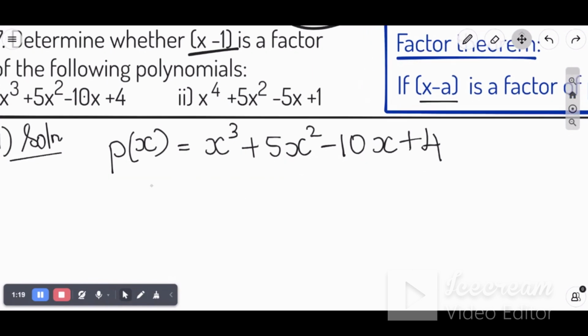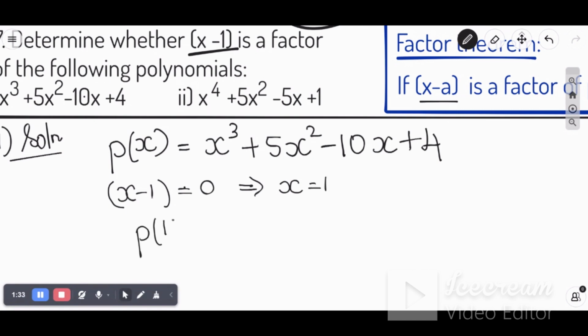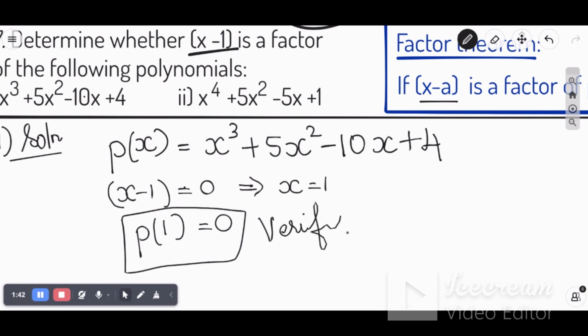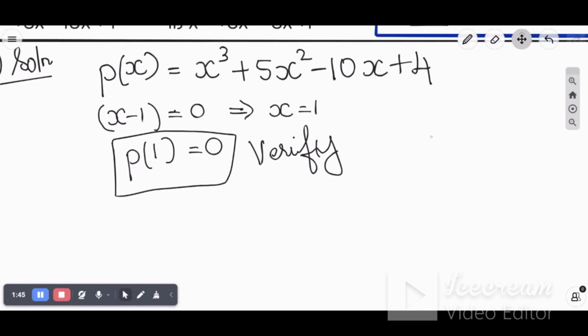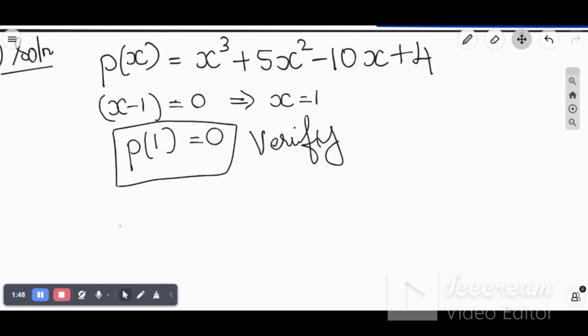As per the factor theorem, if x minus 1 is a factor, then first of all equate it to 0 to find your value of x. x is equal to 1, which means your p of 1 should be equal to 0. So we have to verify whether this p of 1 is equal to 0. Let us take our LHS. LHS will be p of 1.